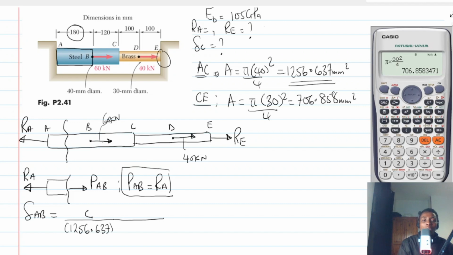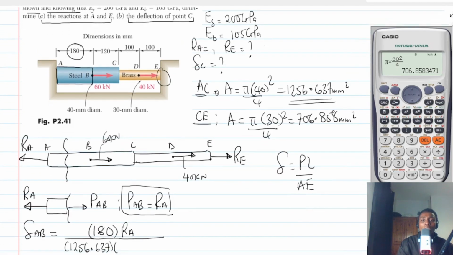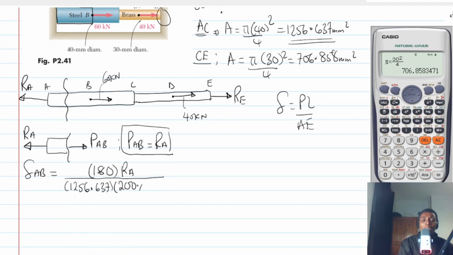Okay, so 0.1, no, 180 millimeters. Please, let's stick to millimeters. 180 mm multiplied by RA divided by 1256.637. Then I'll multiply it by the Young's modulus, so we are using this formula PL over AE. The Young's modulus for the steel is 200 gigapascal, so it's going to be 200 times 10 to the power 3 megapascal.